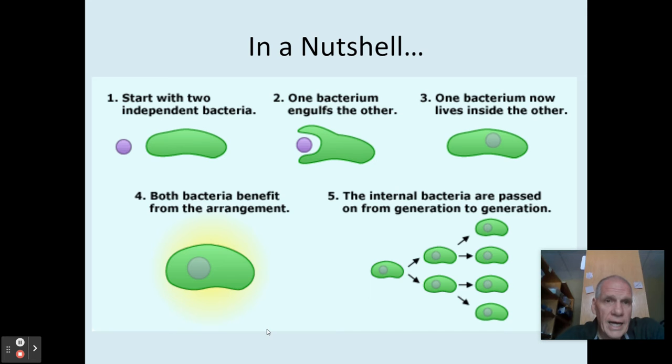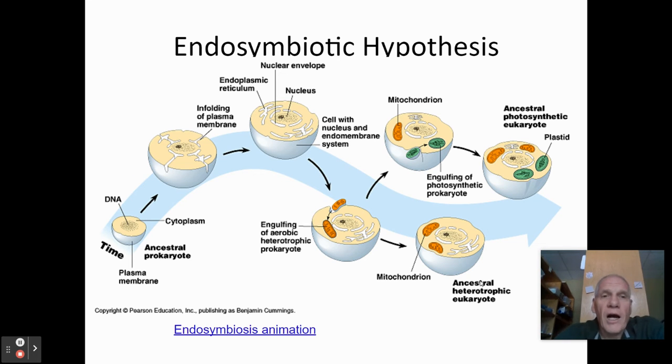So here's a diagram of that. We have two independent bacteria. One bacterium engulfs the other, and now one lives inside the other one. They both benefited from that arrangement, and that made this individual more likely to survive and reproduce and produce more offspring. And we will get into this in more detail, but I wanted you to see very quickly what the endosymbiotic hypothesis is.